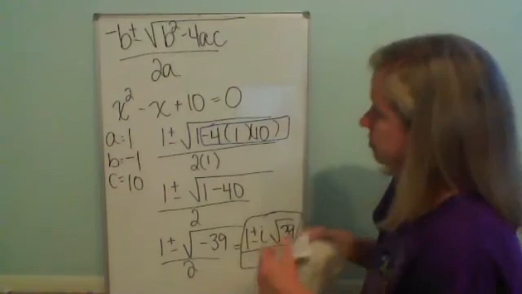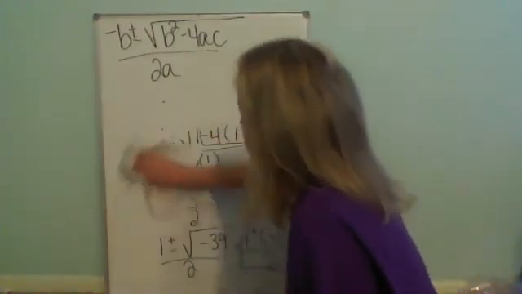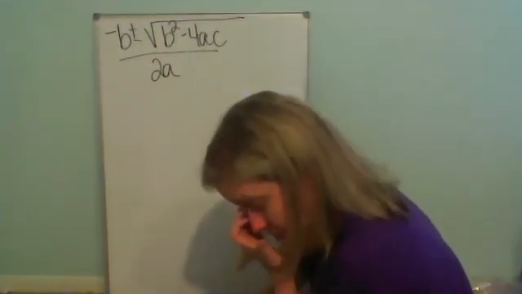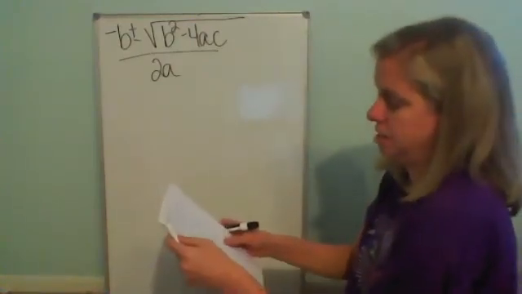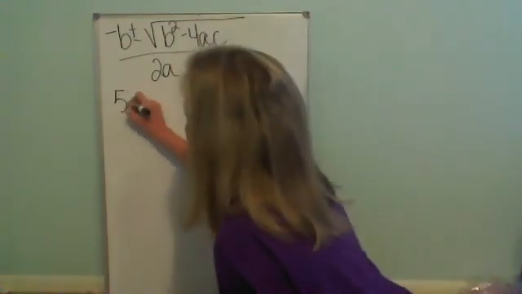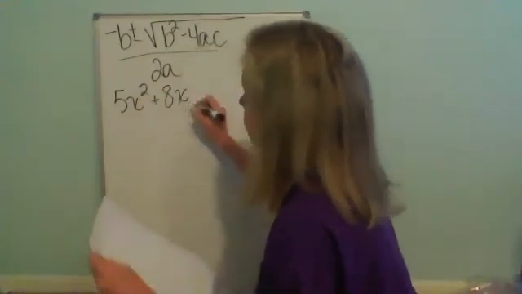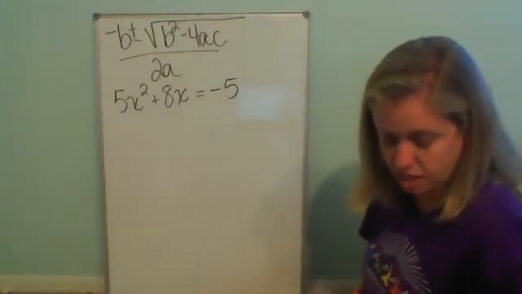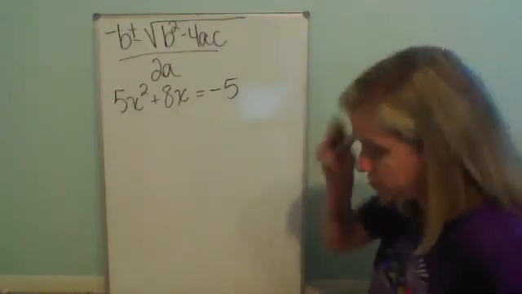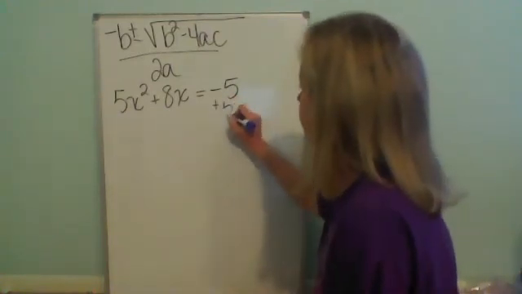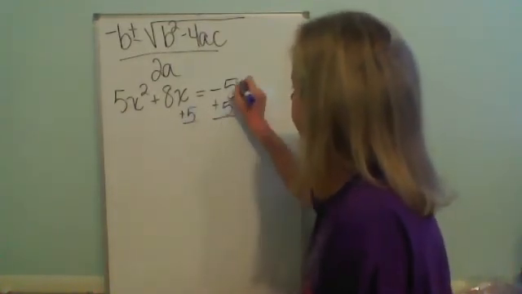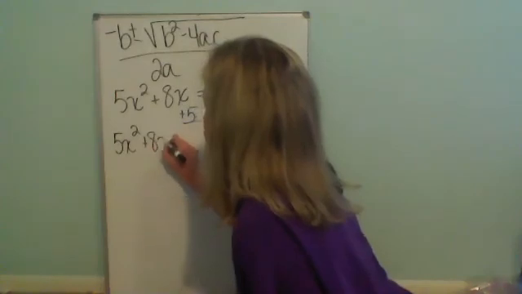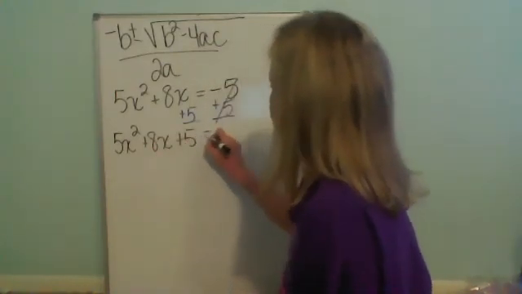16, last one. 5x squared plus 8x equals -5. Okay, so this one is not set equal to 0, so that's the first thing I need to do, is set it equal to 0. So I'm going to add this 5 to both sides. So now I have 5x squared plus 8x plus 5 equals 0.